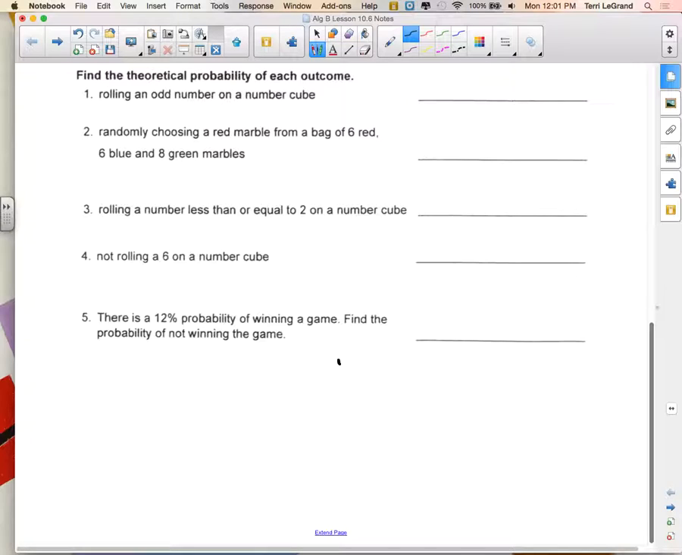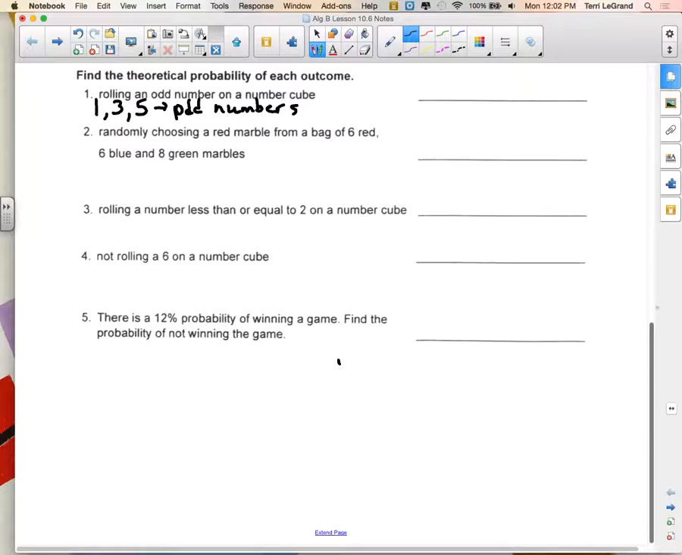The way I can do it is I put 3/6. Okay, why did you put 3/6? Because there's only 3 odd numbers. Okay, so what are they? 1, 3, 5. Okay, 1, 3, and 5. So these are the odd numbers. And there's 6.